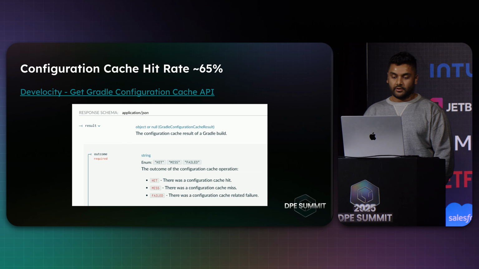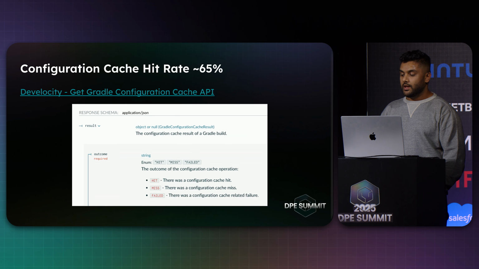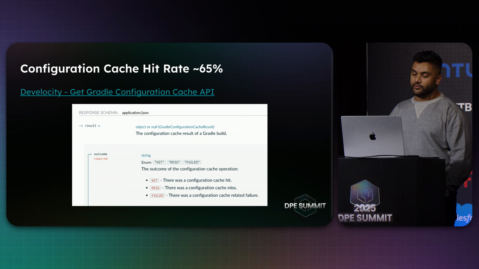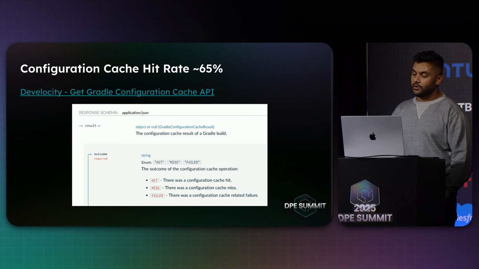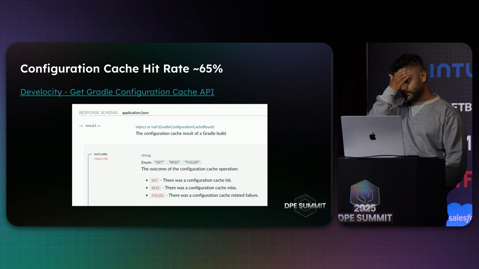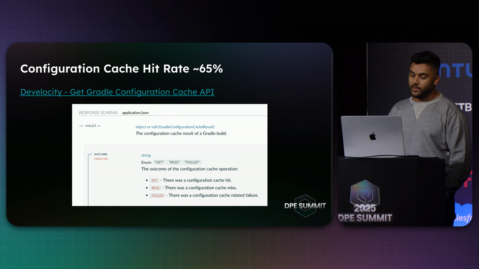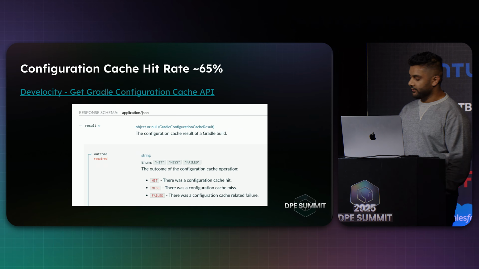What is the configuration cache? The configuration cache improves build performance by caching the result of the configuration phase of a Gradle build and reusing it for subsequent builds. In order to calculate the configuration cache hit rate, we can use DevVelocity's Gradle configuration cache API, which takes a build ID parameter to get the outcome of individual builds. The outcome tells you if there was a cache hit, miss, or a failure. By aggregating the outcomes of all builds, we can find the overall configuration cache hit rate to be around 65%.